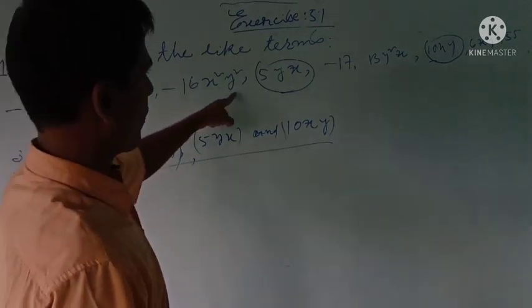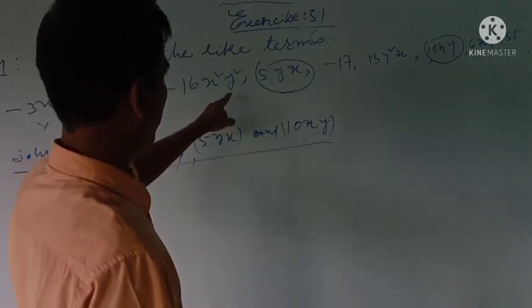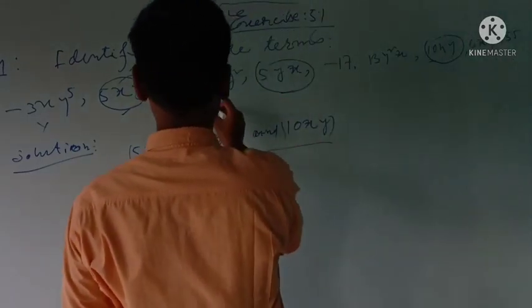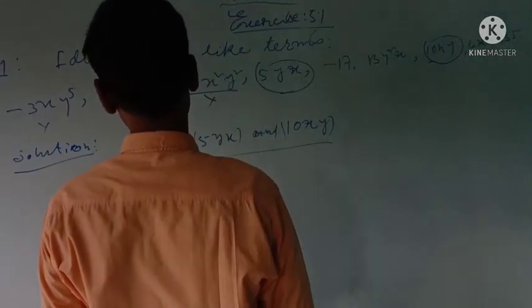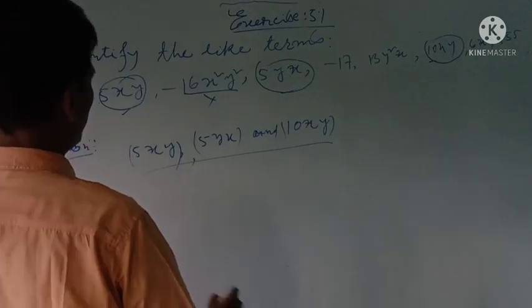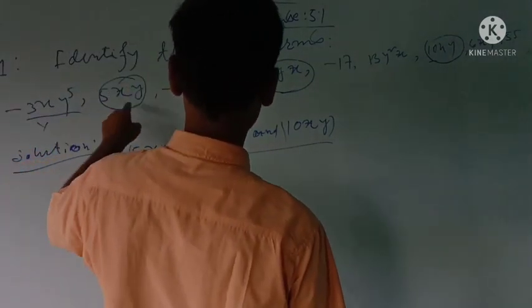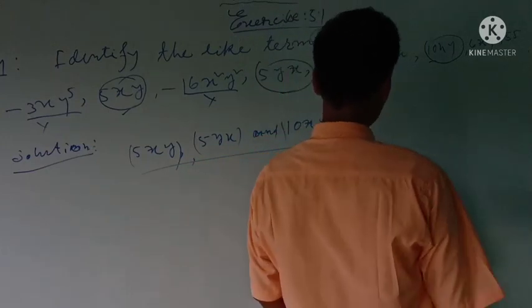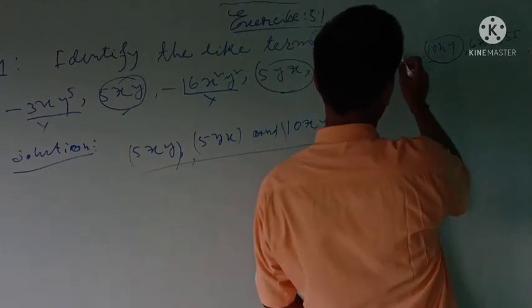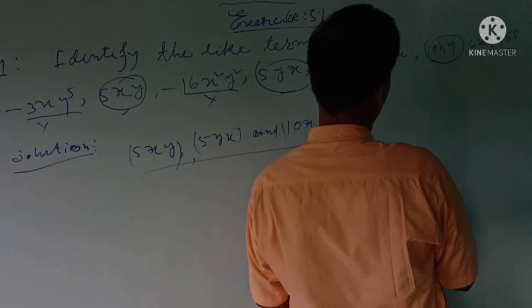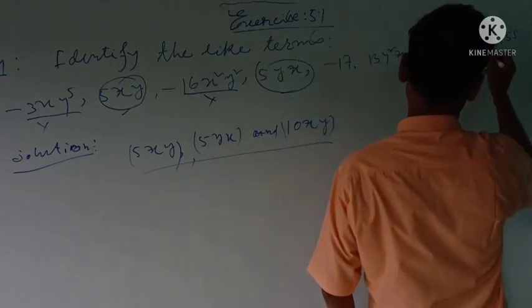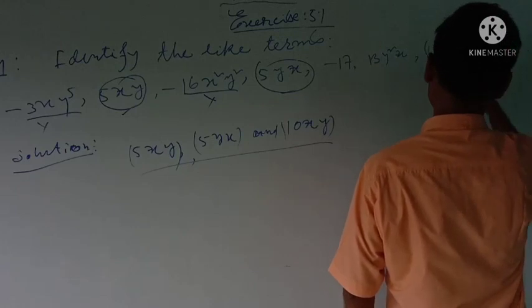Then x square y square. And is there any more x square y square here? Not there. So this term also does not have any like term. Okay, now this we have checked, this we have checked, this we have checked, this we have checked. Now 13y square x. Okay, and here also y square x. Okay, these two terms are like term, this term and this term.